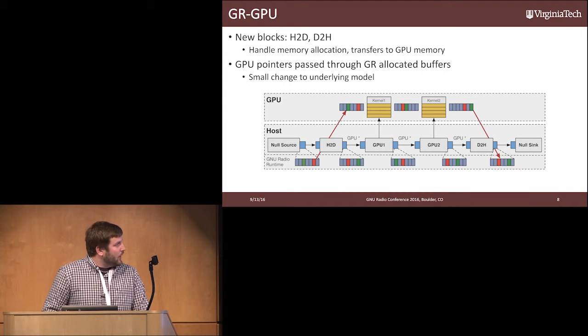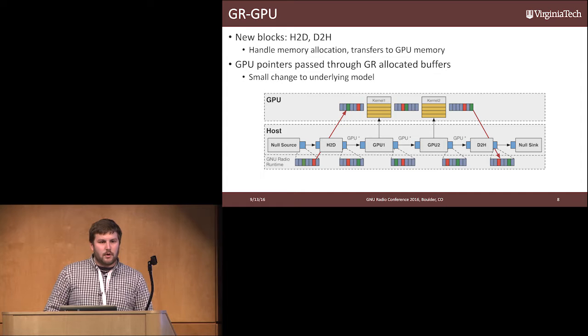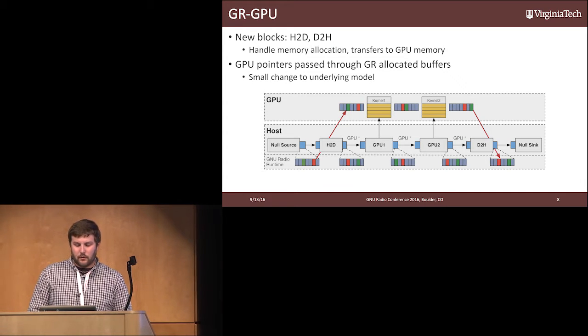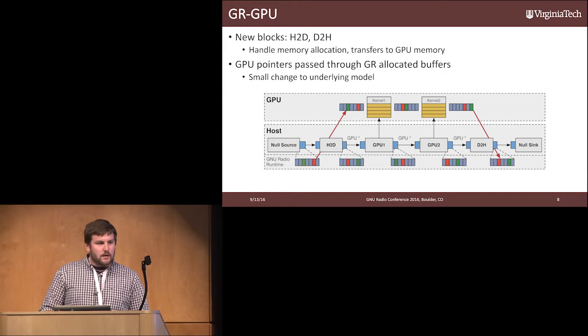There's one problem with this, though: it changes the underlying model of the flow graph. Because with a flow graph, the pointers that are given for every work function are pointing to the actual data. So now you have basically two different sets of buffers that you have to worry about, and translating between those when you're trying to execute kernels on the GPU.